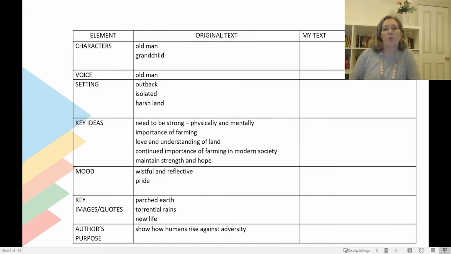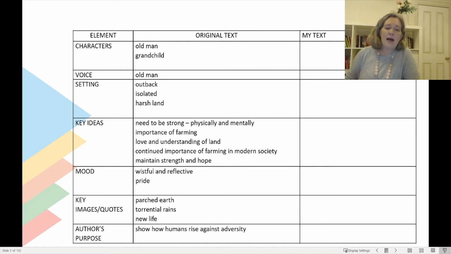So, for example, we might have a poem about an old swagman who's in the bush, living on his own in the middle of nowhere and having a pretty hard life. Maybe the main characters in this text are an old man and his grandchild. The voice is told through the old man, so we hear his side of the story. The setting is the outback, isolated, and very harsh land.